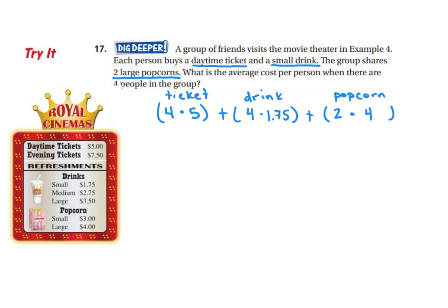So this is going to give us the total cost of everything they buy. 4 times 5 is 20. 4 times $1.75 is $7. And 2 times 4 is $8. So this would be $35. That's how much they spend. However, there were 4 people in the group. So we're going to do $35 divided by 4.